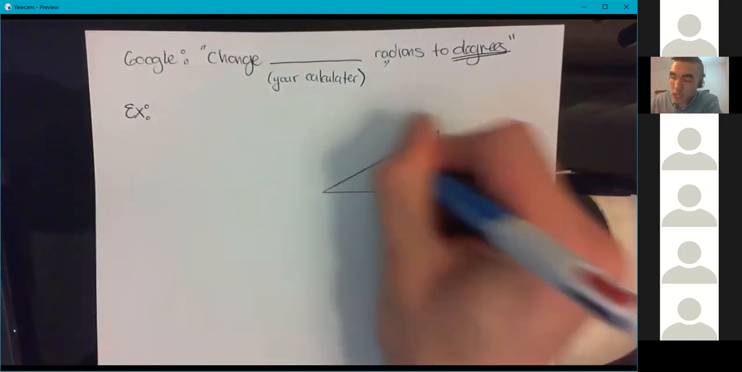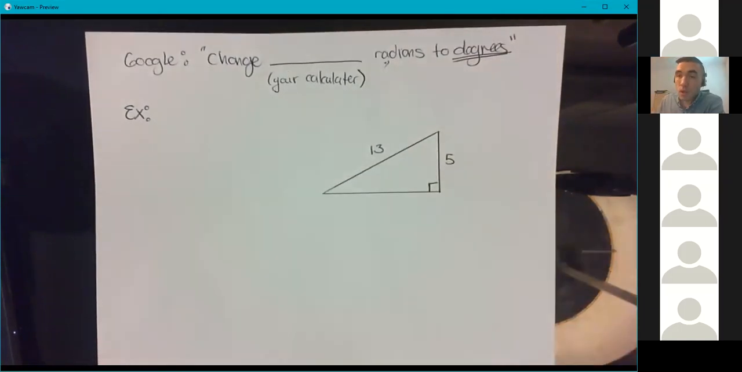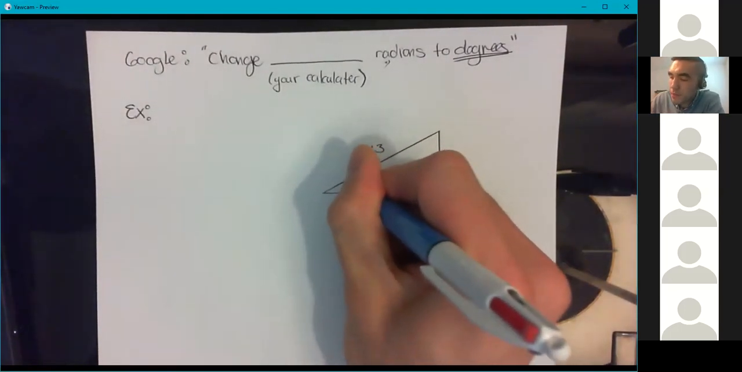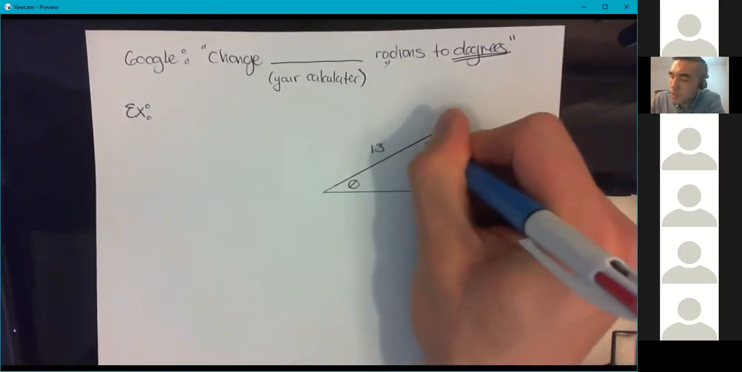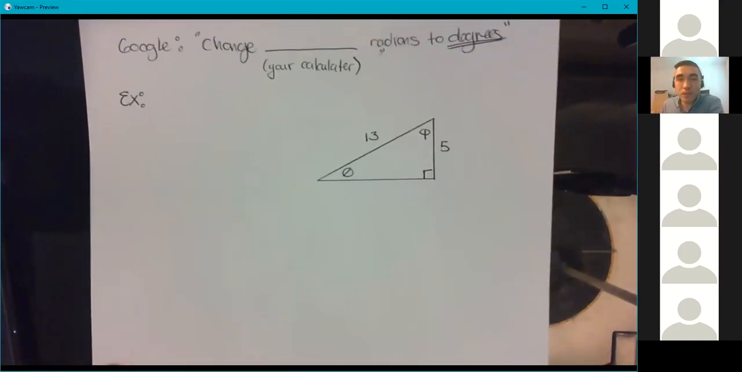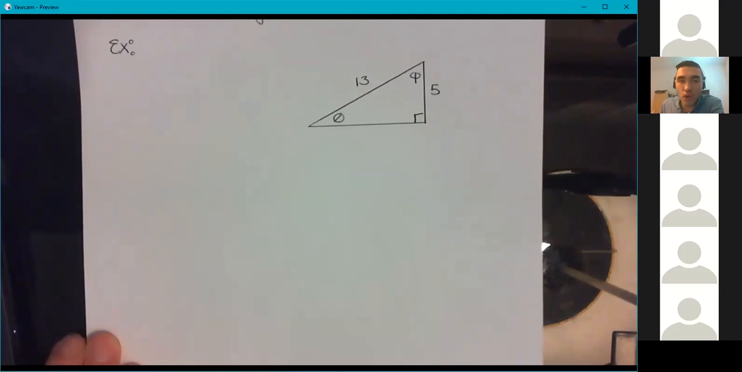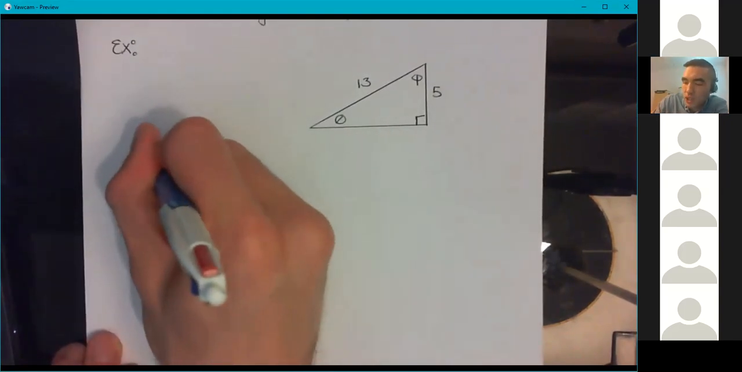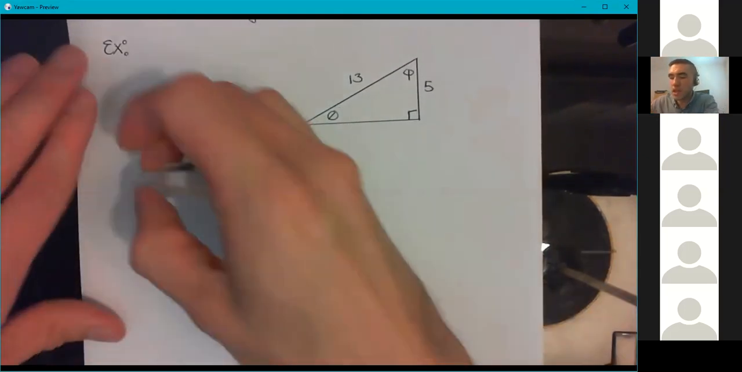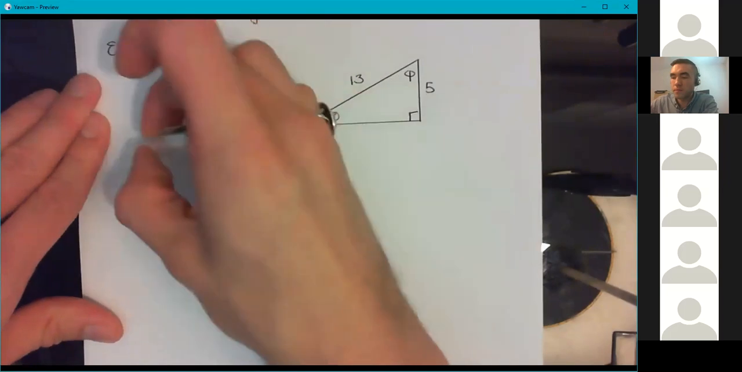This is 5, and this is 13. And on the inside here, I'm going to label two of these angles. This here is an angle theta. This here is an angle phi. And here's what I want to do. This question is going to have 8 parts to it. I'll be nice. I'll lay it out in the same order as we had it before.